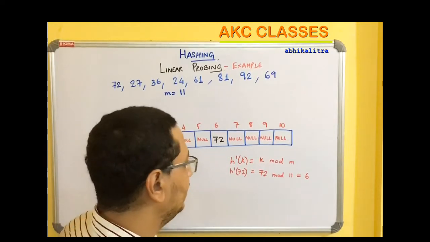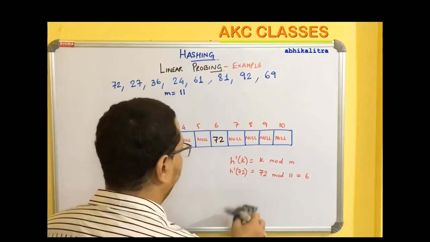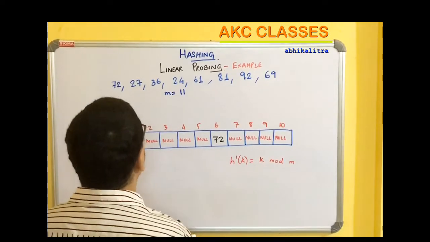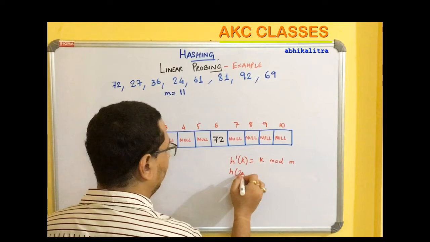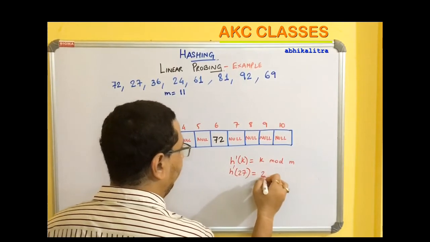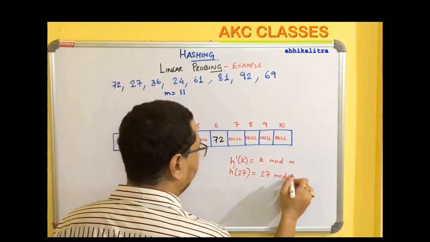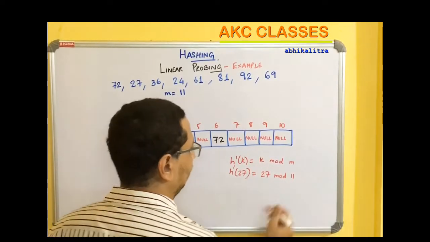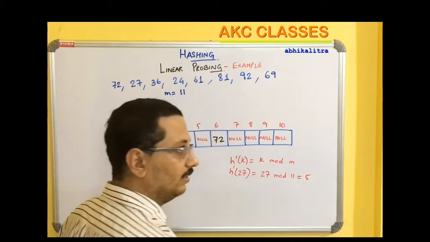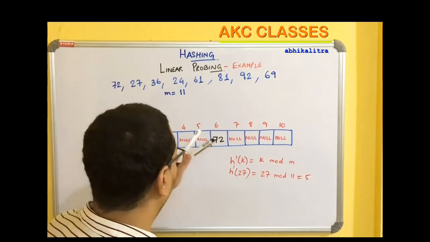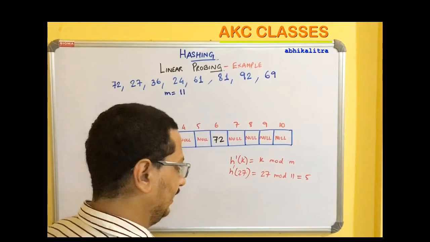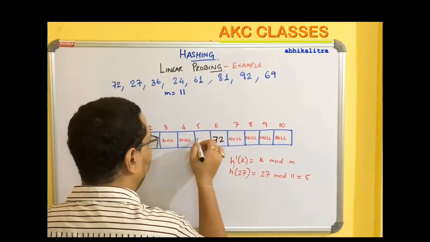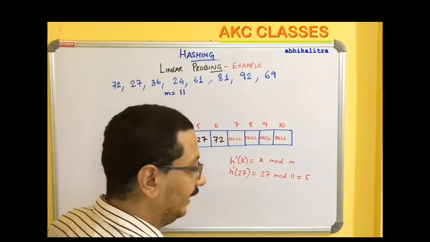So after we are done with 72, we move on to the next key value, which is 27. 27 mod 11 is 5, right? So we move on to the 5th location and see if it is empty or not. Yes, it's empty, so we'll put 27 over here.